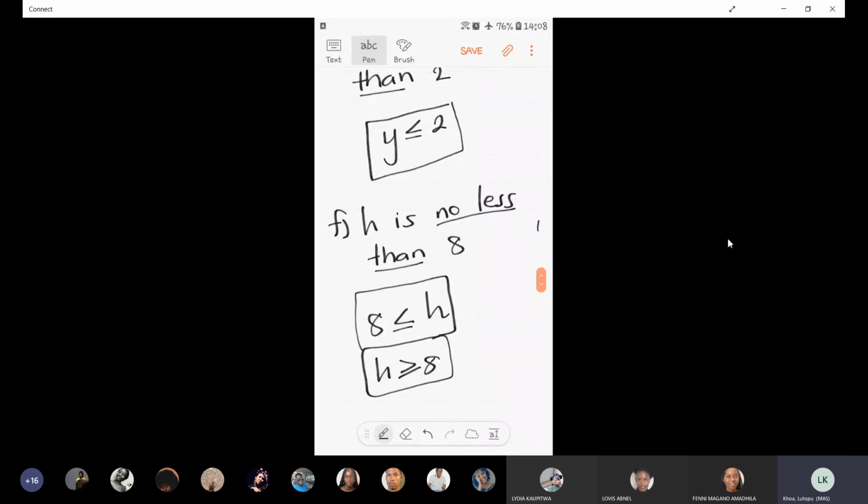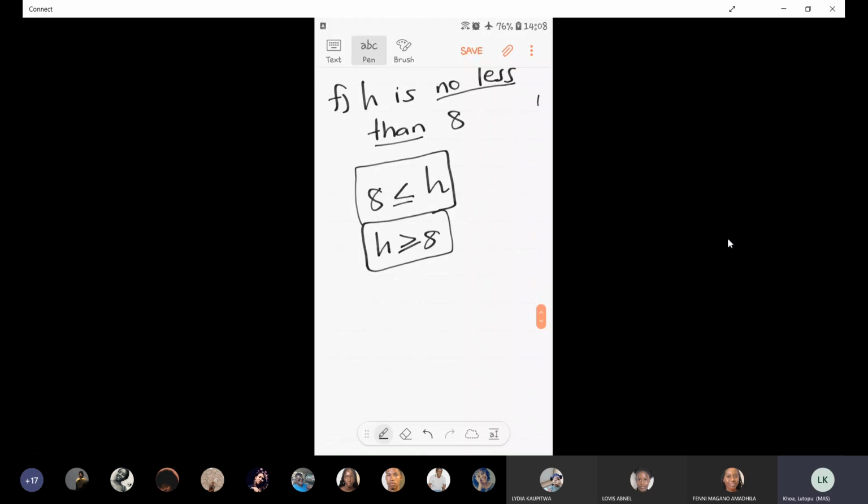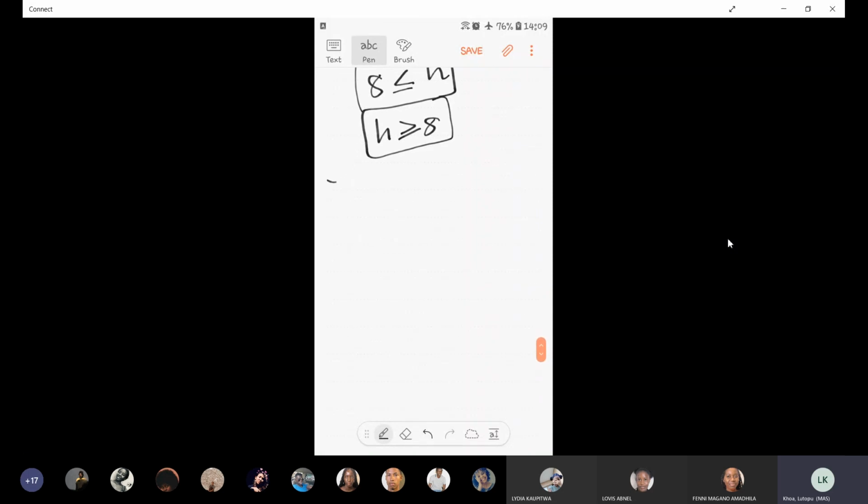Because if 8 is less than or equal to h, it means that h is greater than or equal to 8. So that is just to illustrate some of the words that we use when we deal with word problems. So make sure you know what it means when we say no less than, no more than, at least that much, at most that much, and less than or greater than. Okay, so let's look at some of the examples where we use these.